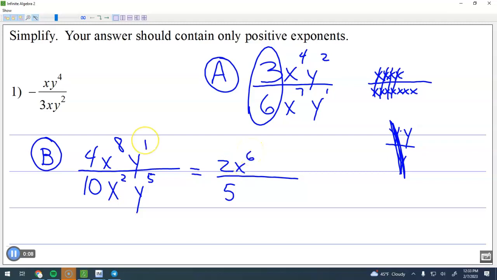Now this is a y to the 1, so when you subtract, it's 5 minus 1, so it's y to the 4th, and where are those 4? On the bottom. So that's your answer. Questions for A and B?